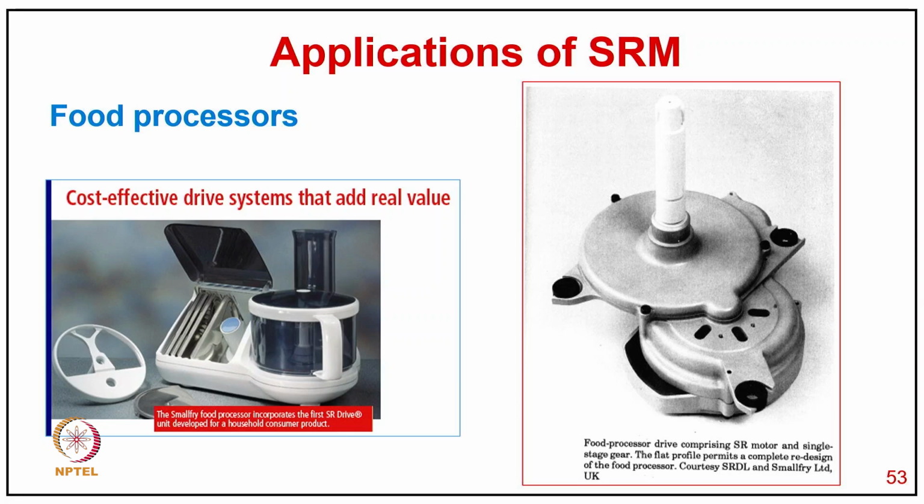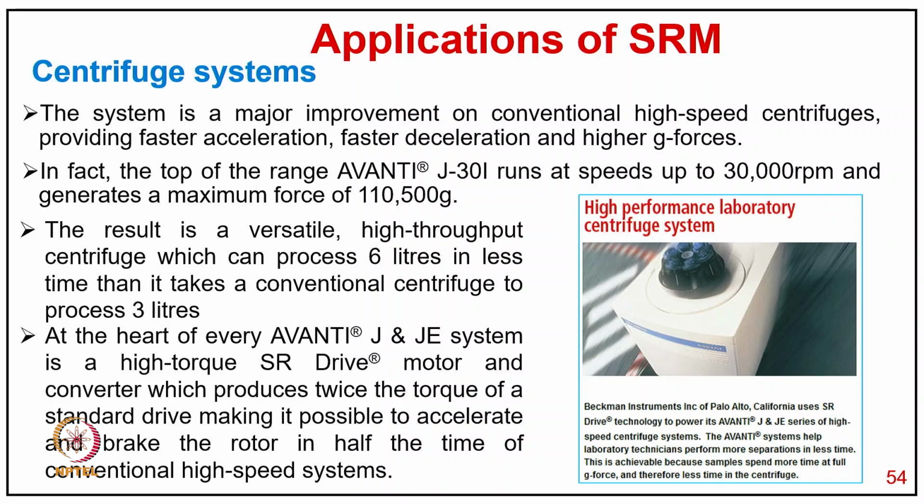And it's also used in food processors, a cost effective drive system for that, at real value. As you can see, photographs here of this motor, food processor and centrifugal system. This system is a major improvement over conventional high speed centrifuges, providing faster acceleration, faster deceleration, and higher G forces. In fact, the top of the range Avanti J-30I runs at speeds up to 30,000 RPM and generates a maximum force of 110,500 g. The result is a versatile high throughput centrifuge which can process 6 liters in less time than it takes a conventional centrifuge to process 3 liters.